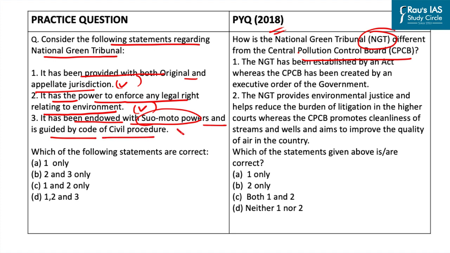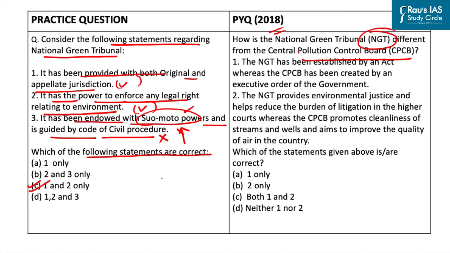Now this statement is partially correct, as though the National Green Tribunal has been given the suo motu powers, it is not guided by the Code of Civil Procedure, but rather is guided by the principles of natural justice. So statement 3 here is incorrect. The question further says which of the following statements are correct, and as only statements 1 and 2 are correct, the correct answer for the given question will be option C.